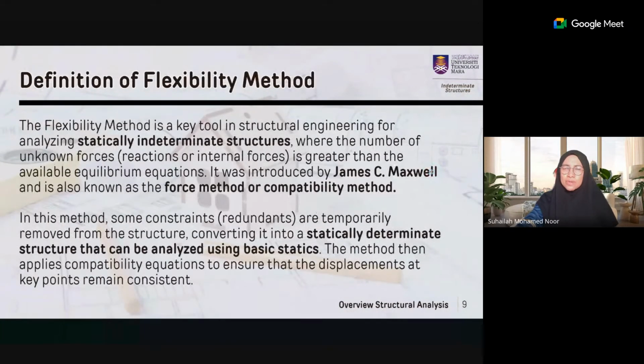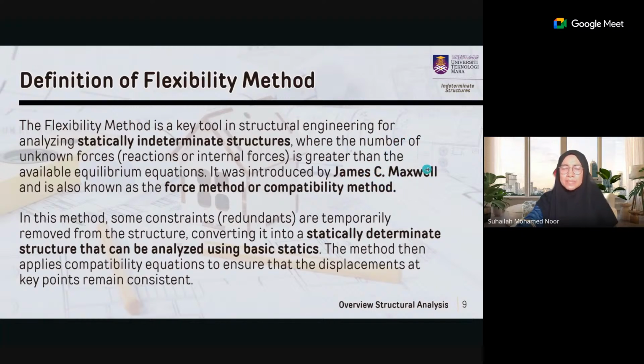Okay, and then for truss, of course, because of the axial effect in the truss, we have to understand the axial effect, the member forces in the truss. So the formula is also different. Truss has the same procedure but different calculation. So this is the basic of the flexibility method, the concept introduced by this person.